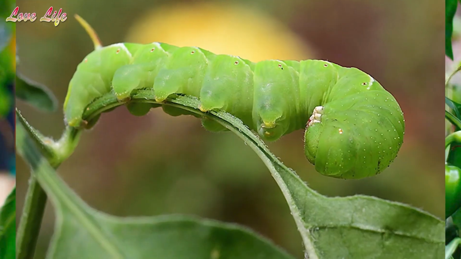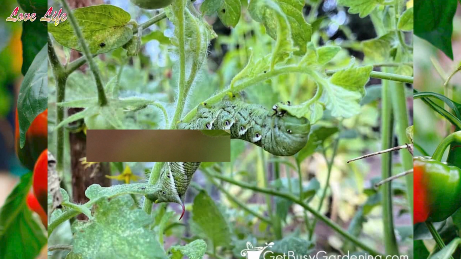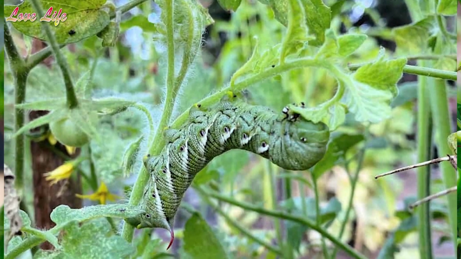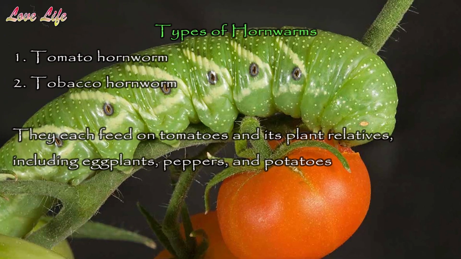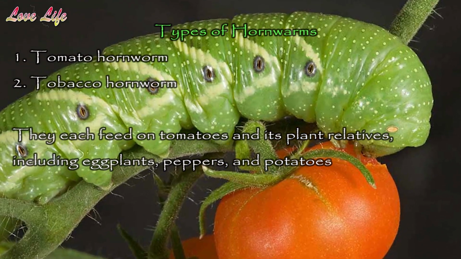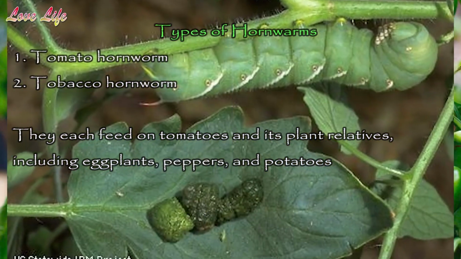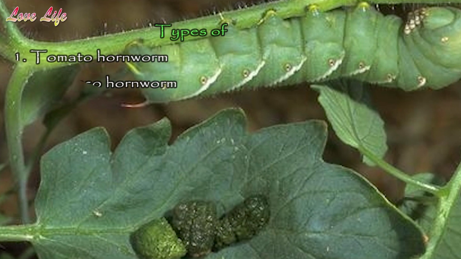There are a couple of types of hornworm caterpillars. The tomato hornworm has a black horn. The tobacco hornworm has a red horn. They each feed on tomatoes and its plant relatives, including eggplants, peppers, and potatoes. What do hornworms do?